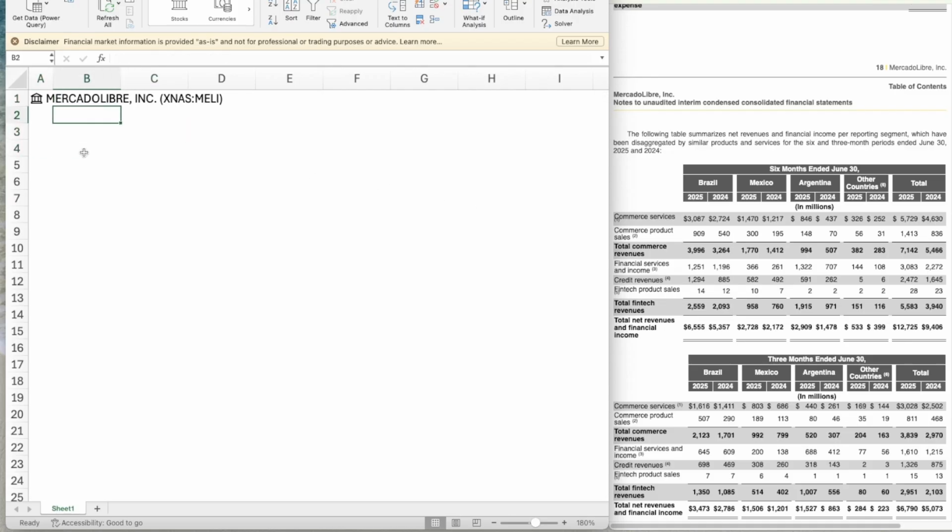And let's remind ourselves what the WACC is. The WACC equals the percentage of equity multiplied by the cost of equity plus the percentage of debt multiplied by the cost of debt multiplied by 1 minus the tax rate. And so that's what we're going to be calculating. To calculate that, we need the market cap.